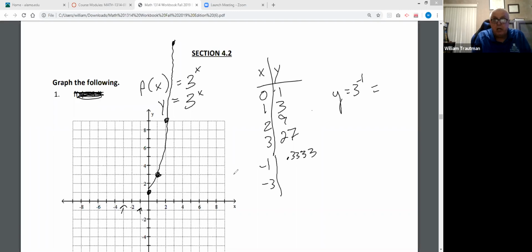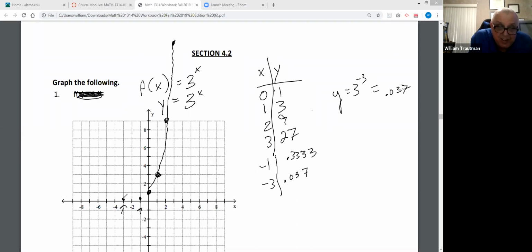And how about 3 raised to the -3 power? 3 raised to the -3 power, and you get an even smaller number, 0.037. So at -1, it's 0.3333, which is 1/3. It's right here. And then at -3, it's even smaller. It's right here.